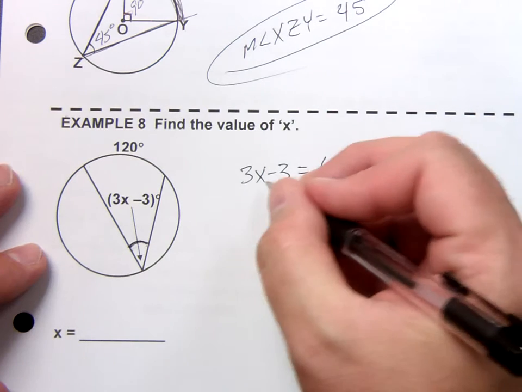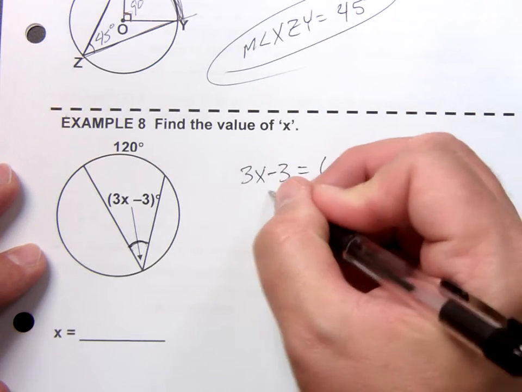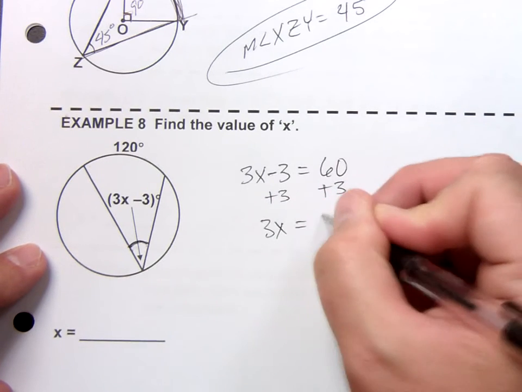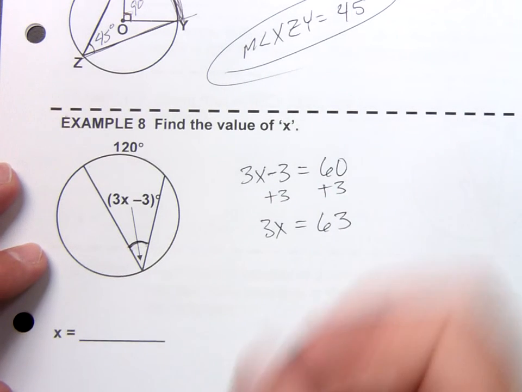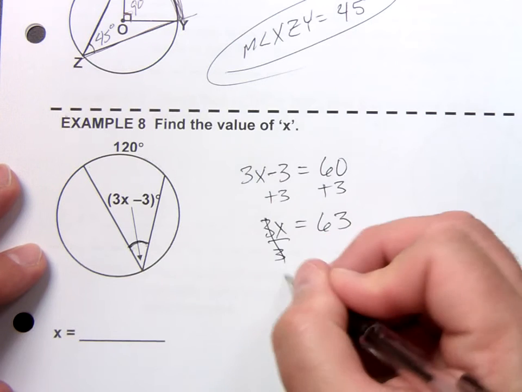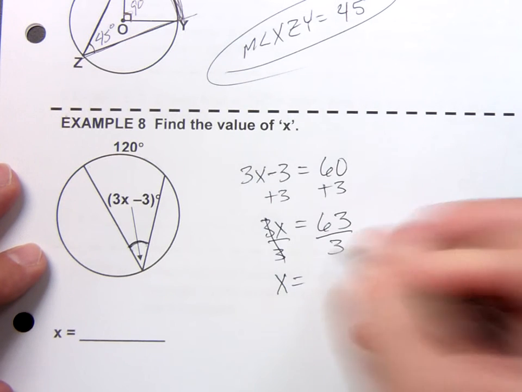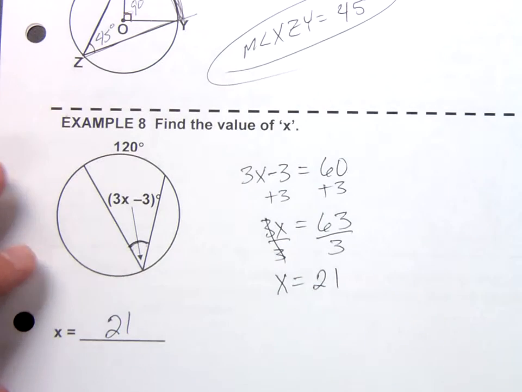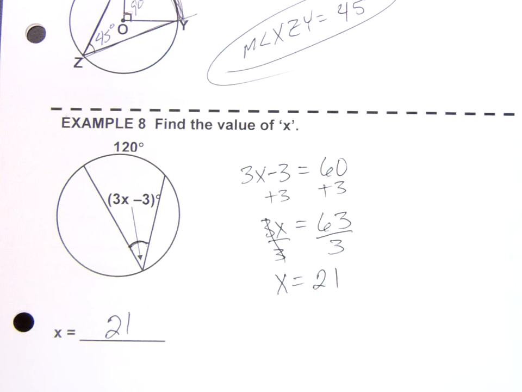I want to get x by itself, so I'm going to get rid of this 3. It was being subtracted, so I need to do the opposite operation, and I add 3. And then x is being multiplied by 3, so if I want to get rid of that 3, I do the opposite operation, divide by 3. And that tells me x needs to be 21. That's the only number x can be where that inscribed angle will be half of its intercepted arc like it has to be.